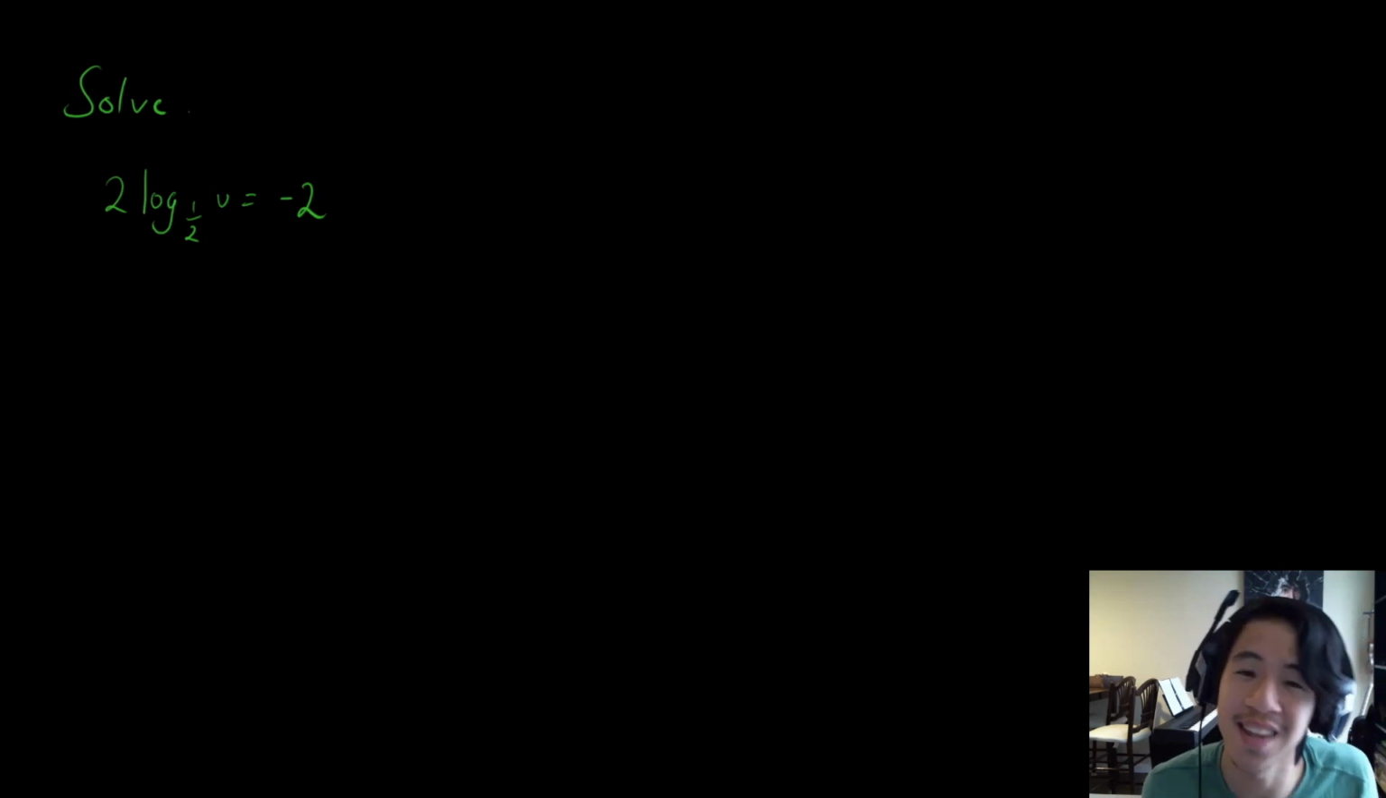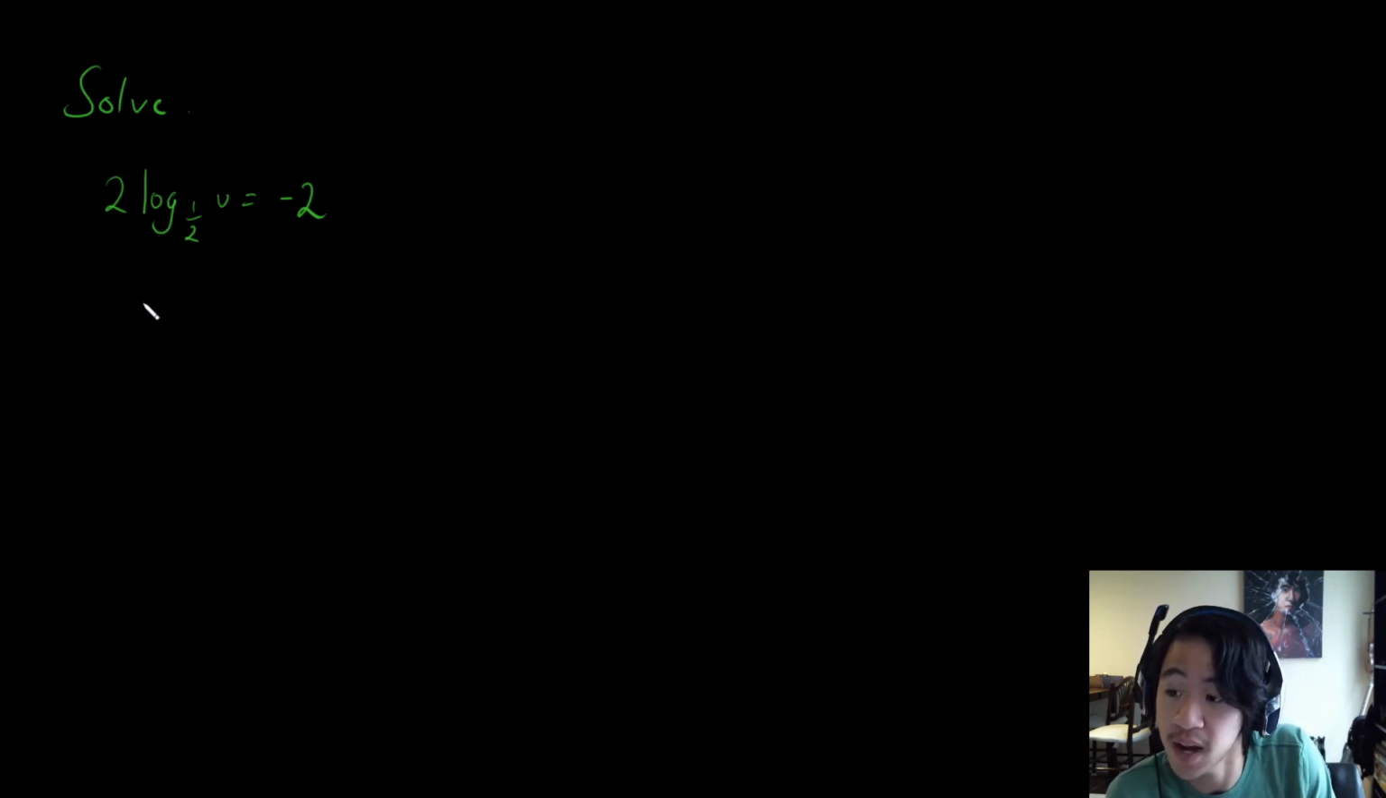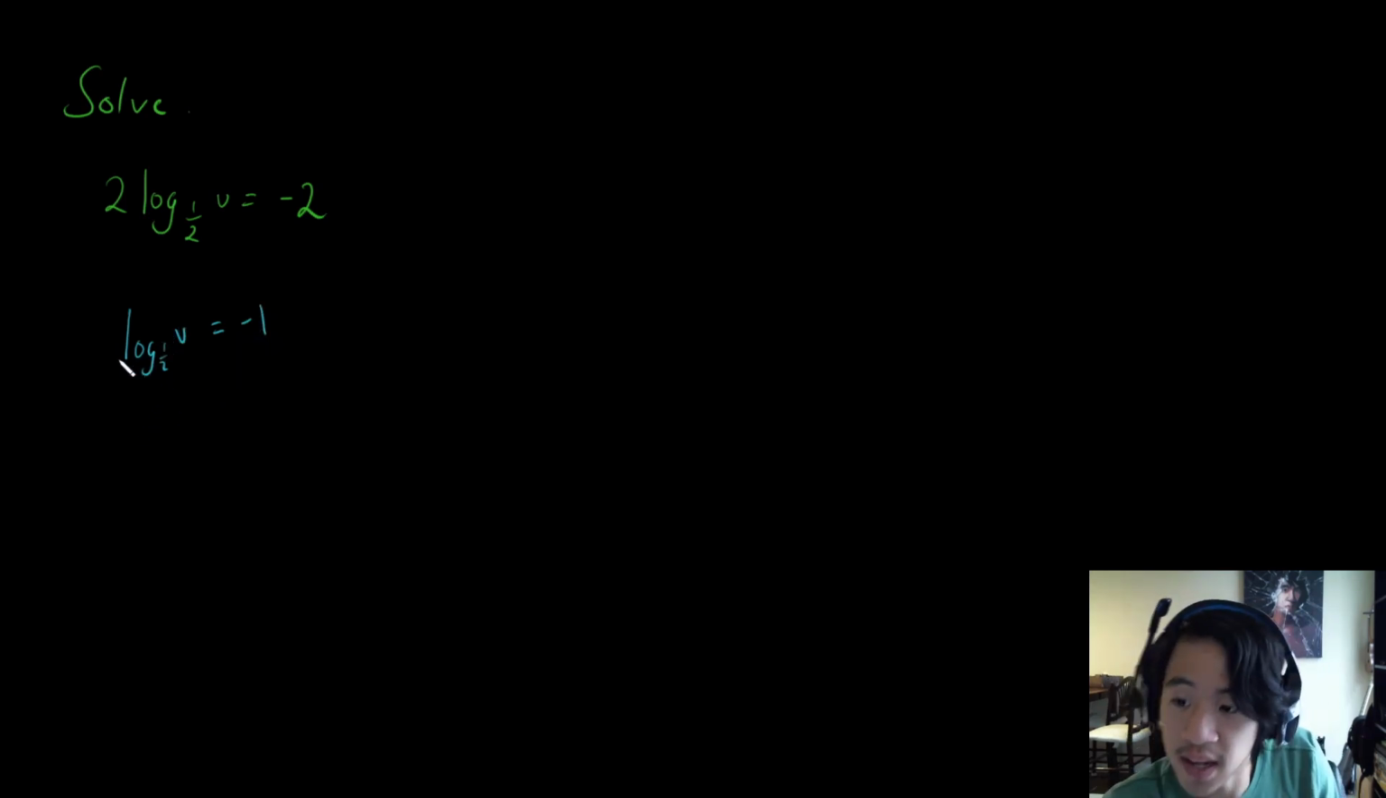All right, we got another one here. This one's a bit more spicy, but I think we're going to be okay and we're going to figure it out. Our first step is to isolate our logarithm. We have a 2 multiplied by it, so let's divide by 2 on both sides. We're left with log base 1/2 of v is equal to -1. So we divided by 2 on both sides, and now we're going to exponentiate by 1/2.